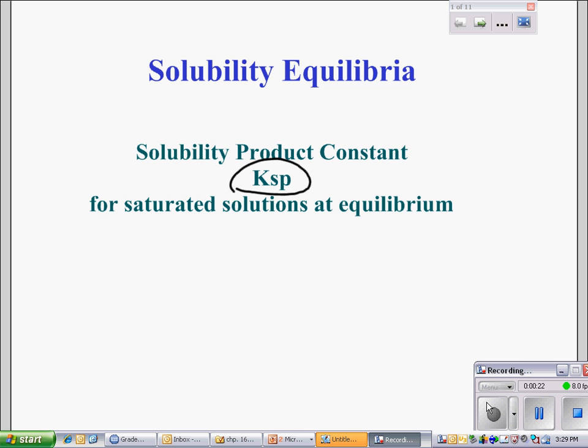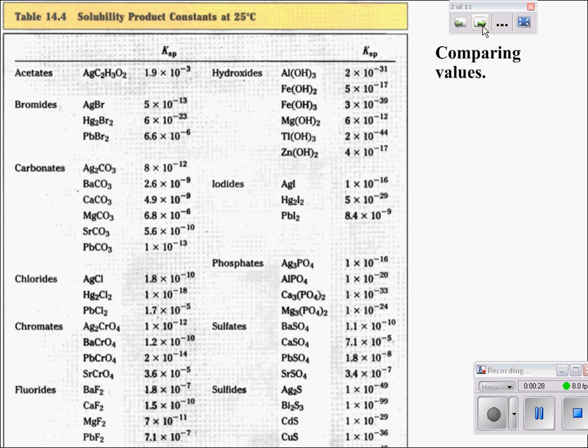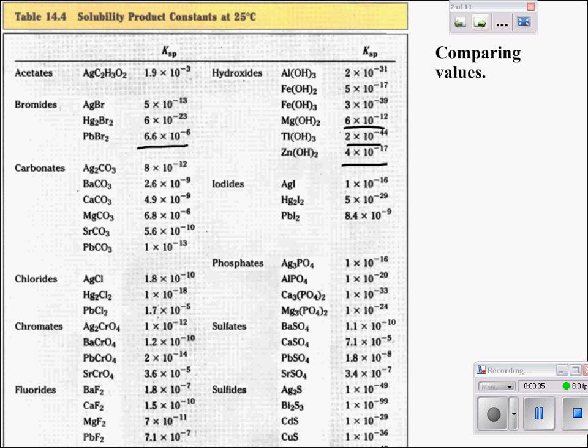Ksp involves a solubility product constant, which deals with ionic compounds that are insoluble. Here's an example of a chart you could find in a book. Notice the Ksp values are listed for a bunch of different species. If you use solubility rules, you would classify all of these as insoluble compounds.